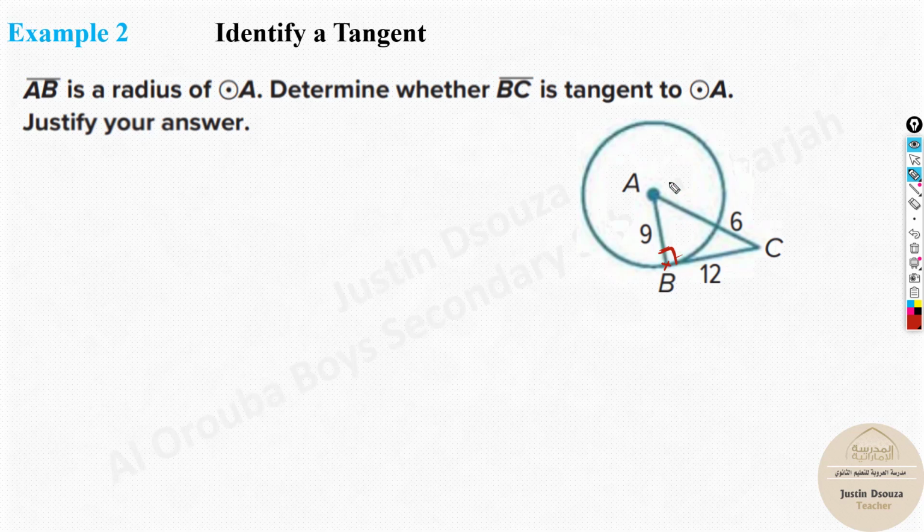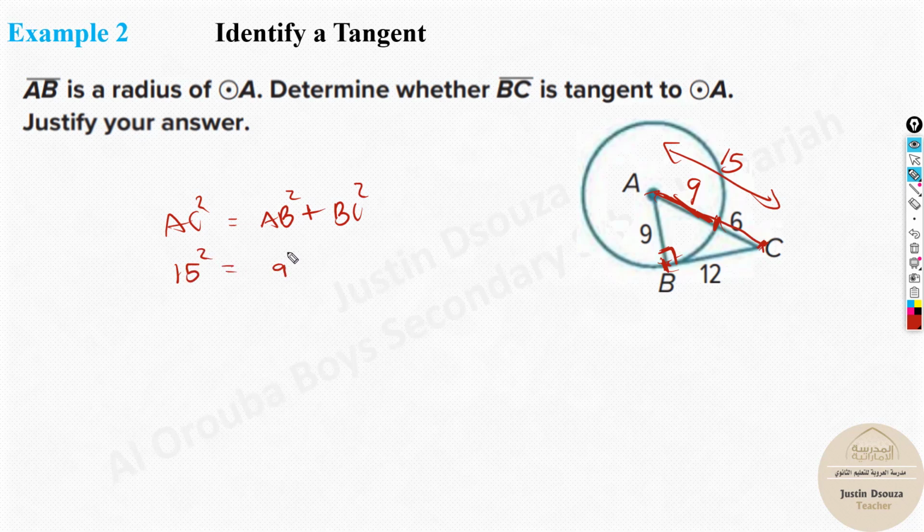If this is 90 degrees, then this entire line AC must be the hypotenuse. But here 6, that is only from here to here, is known. This is 12 and this is 9. The radius is 9. We know this part is radius. Again 9 over here. So this total would be 15. 9 plus 6 is 15. So we know hypotenuse, that is AC squared, must be equal to the sum of the squares of the other two sides. That must be equal to AB squared plus BC squared. Now we will just substitute the values. AC is known to be 15 squared. That must be equal to 9 squared plus 12 squared.